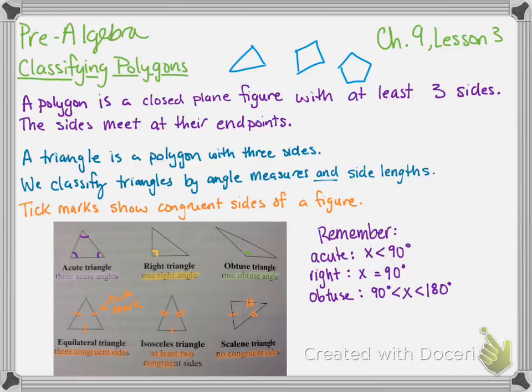Notice how the tick marks change. On an equilateral triangle, all 3 have the same tick marks, which means all 3 sides are the same length. On an isosceles triangle, 2 of the sides have the same number of tick marks, and 1 side has a different number. That means it's isosceles because 2 of the sides are the same. If 1 side has the same number of tick marks as another side, those 2 sides are the same length. In a scalene triangle, all of the sides are different, so none of them have the same number of tick marks. Again, congruent means same length.